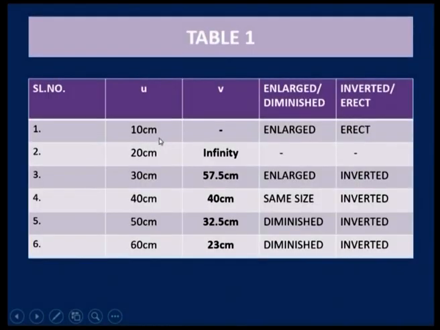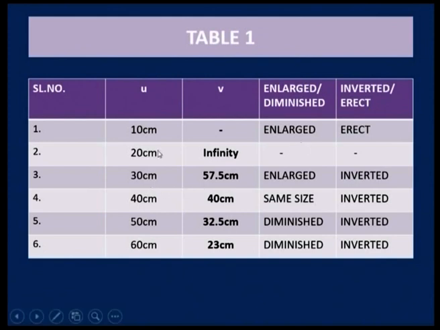We have taken the object at different positions from 10 to 60 centimeters, and we have seen the various image positions. We have also made a note of how the image appeared, whether enlarged or diminished, inverted or erect. Okay children, so here u is the object distance, v is the image distance. This column tells us about the size of the image and this tells us whether it is inverted or erect.